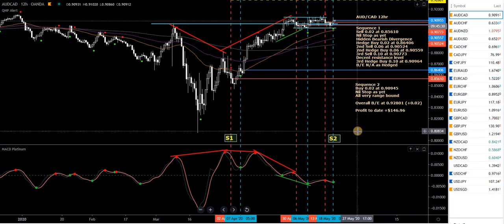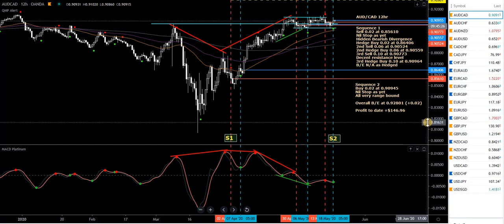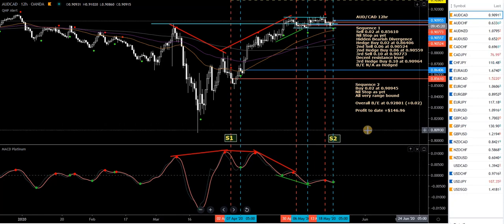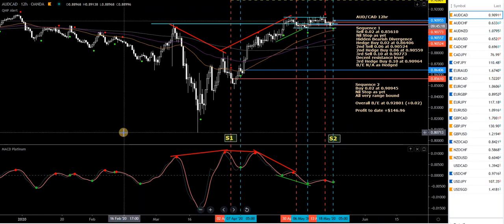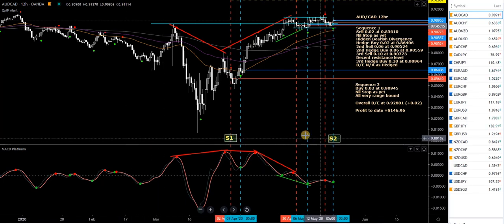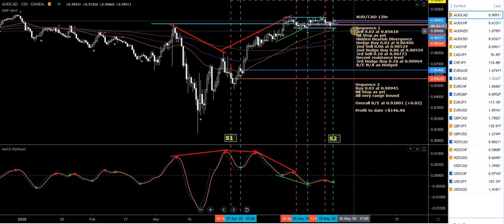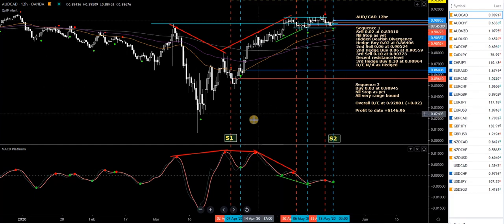Now there's a lot happening, so just bear with me. I might have to go through this pretty quick. As I always say, you can pause the video or slow it down and read my notes. So we'll just quickly run through it. S1, S2, sequence 1, sequence 2. You'll see it written on here, sequence 1, so you can follow all my trades.